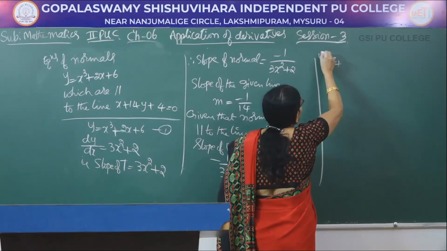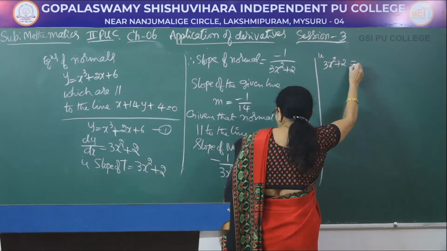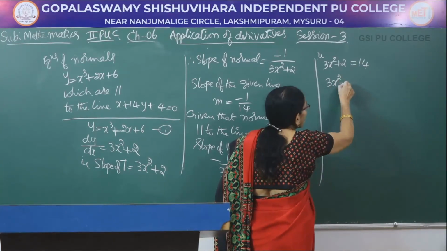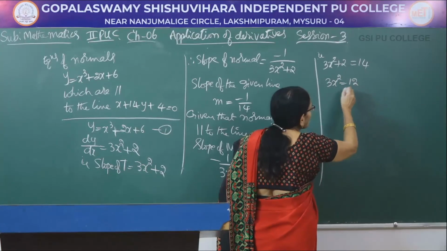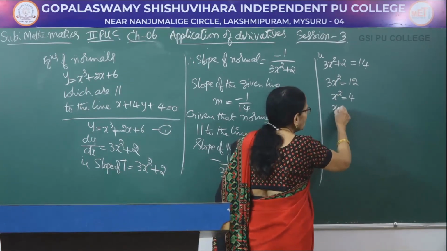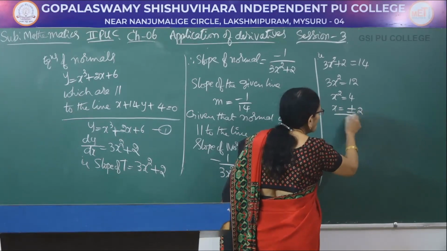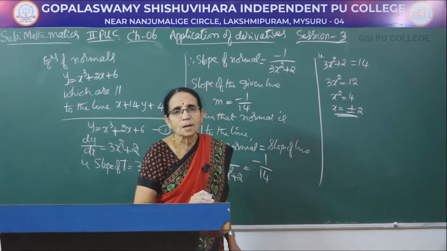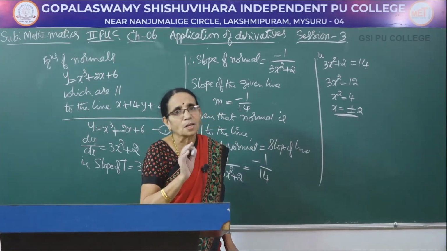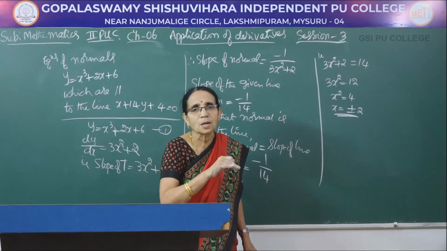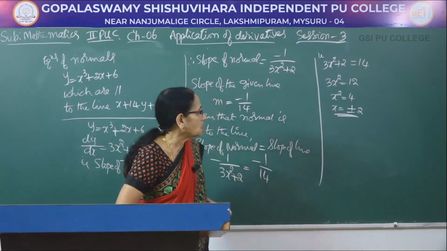3x square plus 2 equal to 14, or 3x square equal to 14 minus 2, 12, or x square equal to 3 4s are 12. Therefore, x is equal to plus or minus 2. So, when the value of x is calculated, we got the x coordinate of the point. Only the point I am calculating, then I have to go back to getting the equation of the normal also.